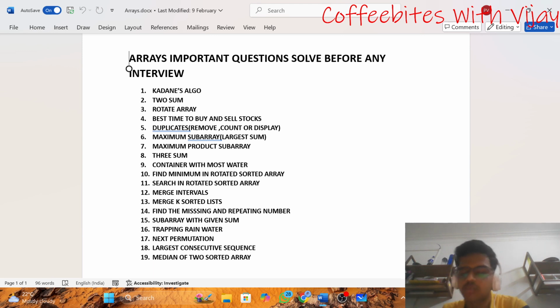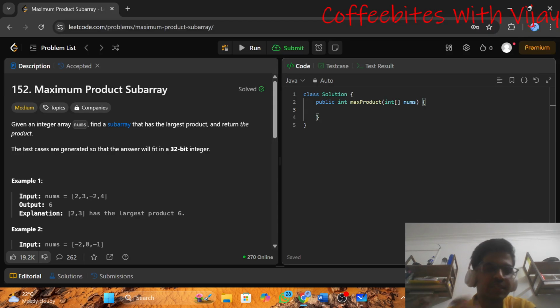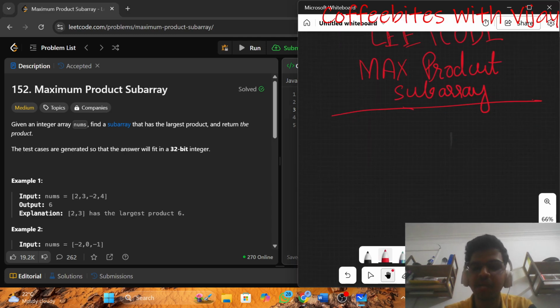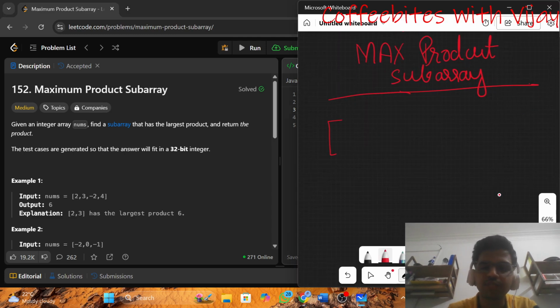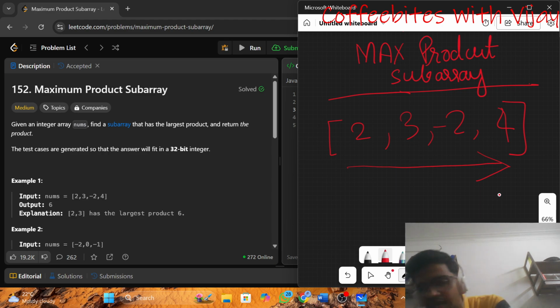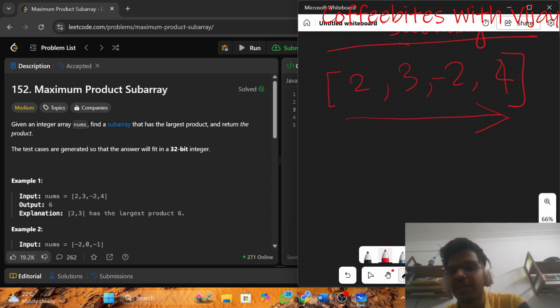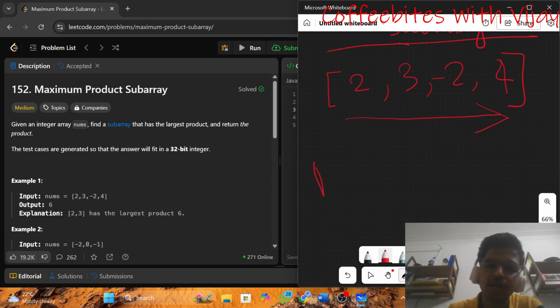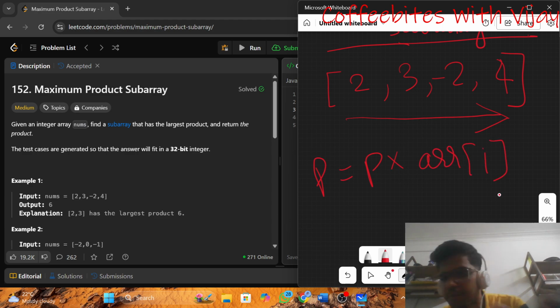So how can we solve this? Let's go and analyze. You can see the maximum product subarray and the first input. How to solve it? It is simple. First, I'll tell you the logic behind this. The first input given to us is 2, 3, minus 2 and 4. What I'll do is traverse through this entire loop and take the product, that is product equals product times arr of i. This is simple.